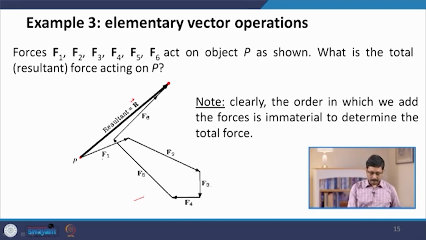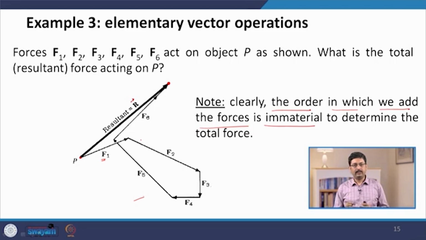Note here that in the notation, I represent the forces by a bold font instead of an arrow. The bold font means the force is a vector. The main point to remember in this problem is that the order in which we add the forces is immaterial. Here I have added F1, then F2 plus F3 plus F4 and F6, but you can switch the order. You can add F2 to F3 and then F6 and then F5. In any order you can; when you do a vector addition, the order in which you add the vectors does not matter.